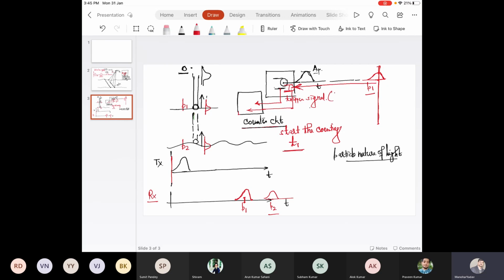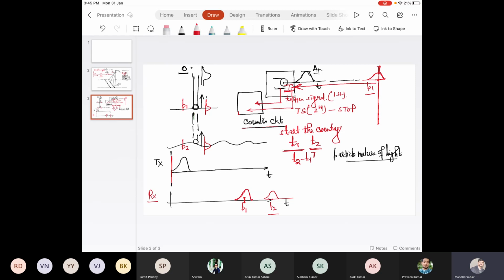So this is the first trigger signal. Stop the counting. Then TS again. This is second. Stop the counting. So at time T2, the counting is stopped. So this difference of T2 and T1 is recorded from the counter circuit.